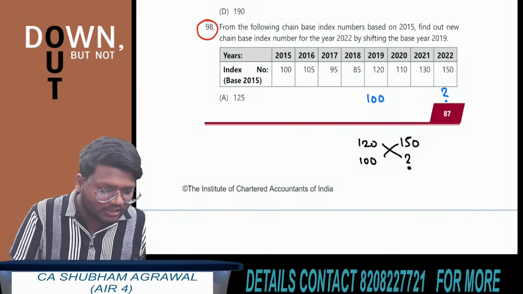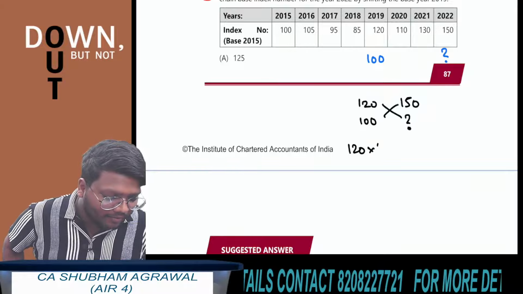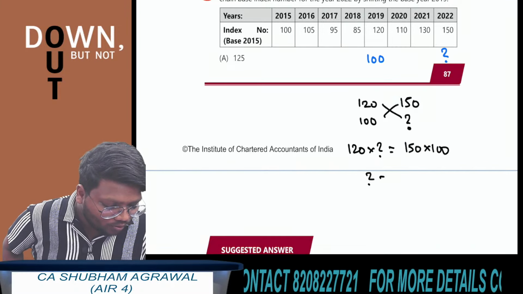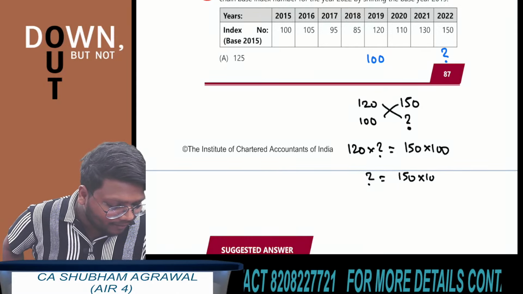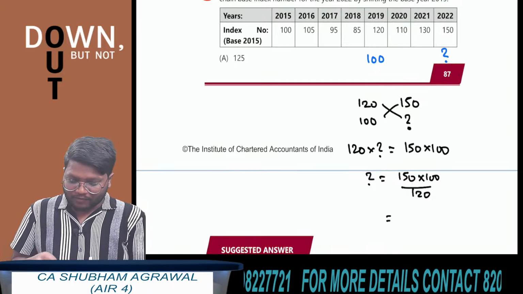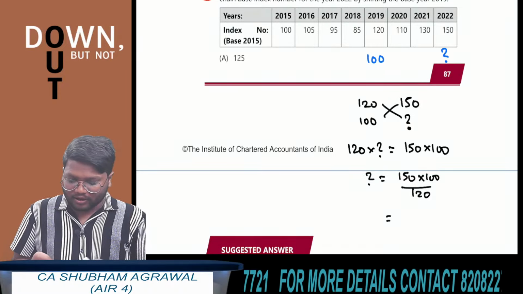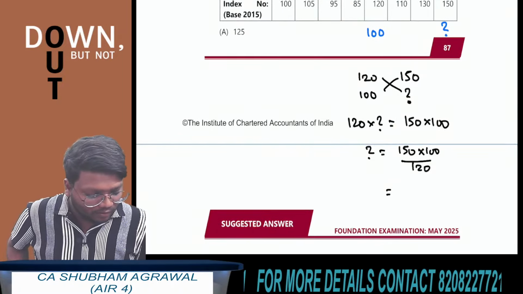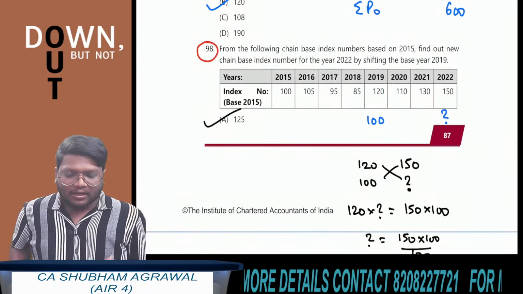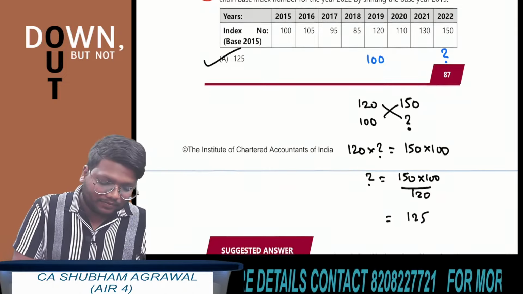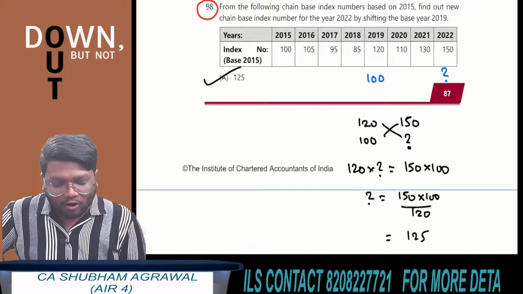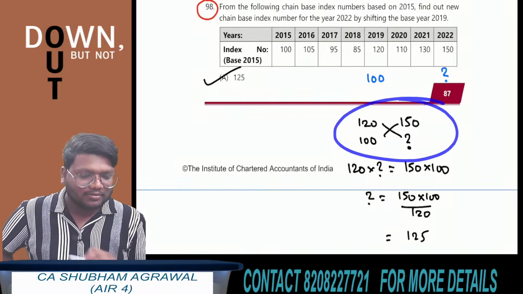Do the cross multiplication, you will get the answer. 120 multiplied by question mark is equal to 150 multiplied by 100. Question mark is 150 multiplied by 100 divided by 120. What you are getting? 125. Which option is correct? Option A is the correct answer. If you want to use the formula, you can use the formula, or you can also get the answer by using this method.